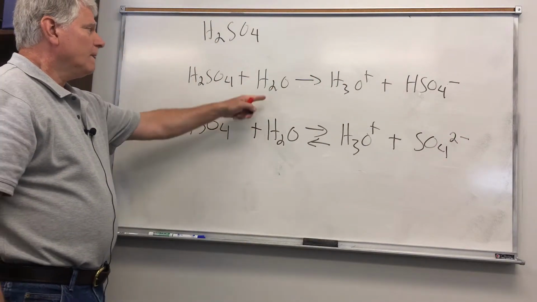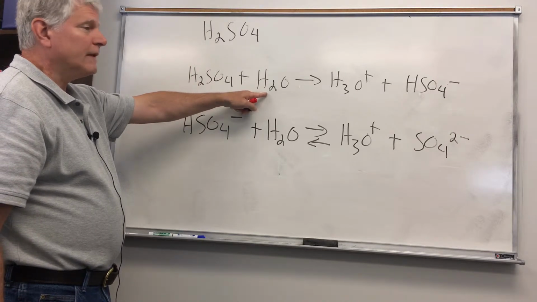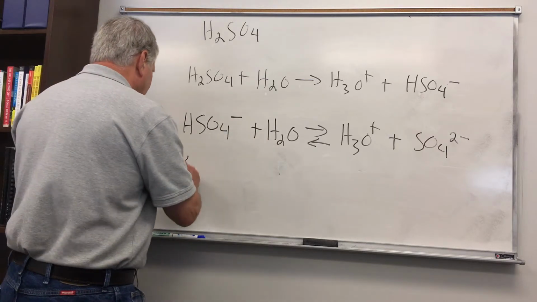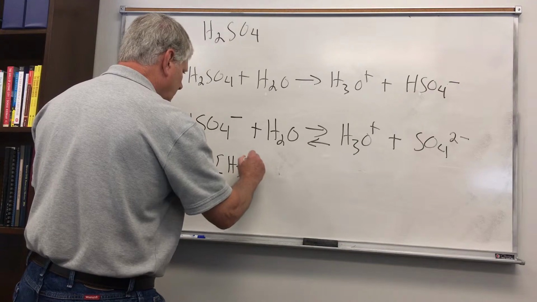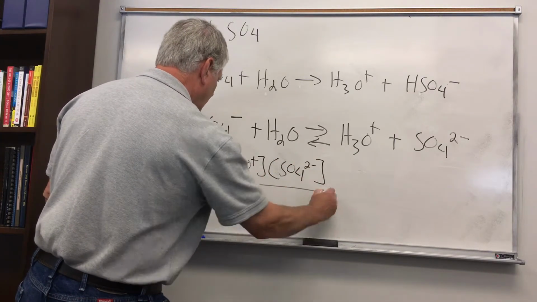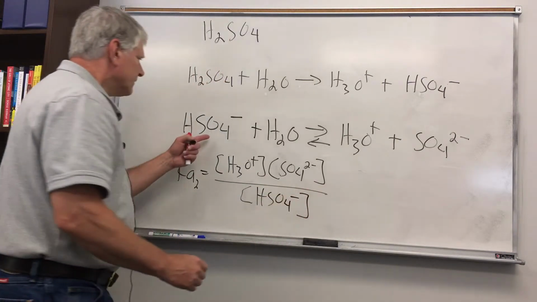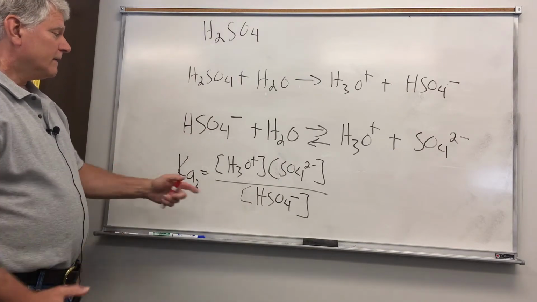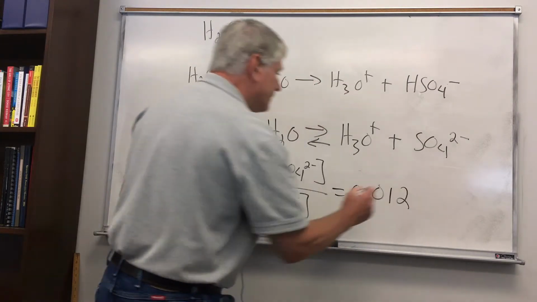And so since the first step is not an equilibrium, it goes 100%, it doesn't have an equilibrium constant. So only the second step has an equilibrium constant. And I'll write that. So this is Ka for the second step, Ka2. And this is the equilibrium constant, and this is still fairly large, 0.012.